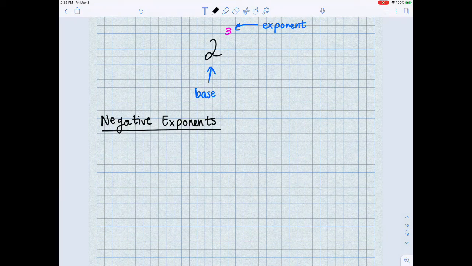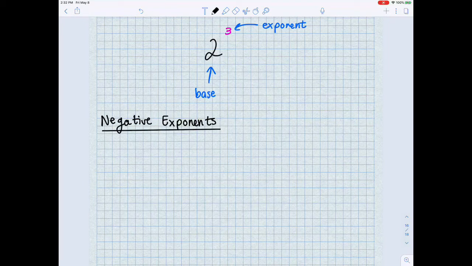Alright, in this video I wanted to address negative exponents, because when we simplify or evaluate problems with exponents, you'll typically see directions that say make sure your answer doesn't have any negative exponents. So I want to show you the pattern here.